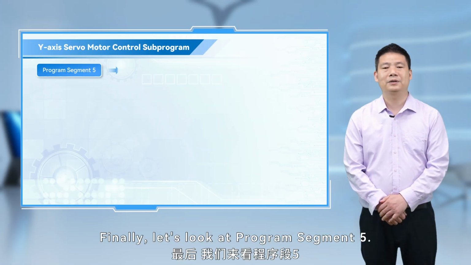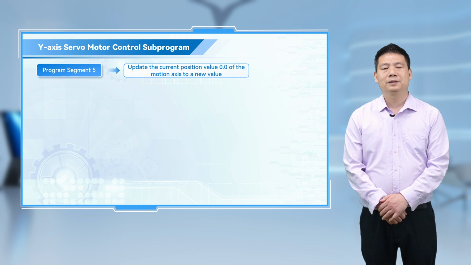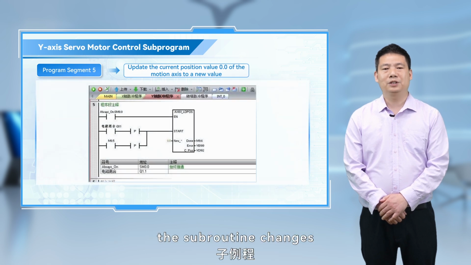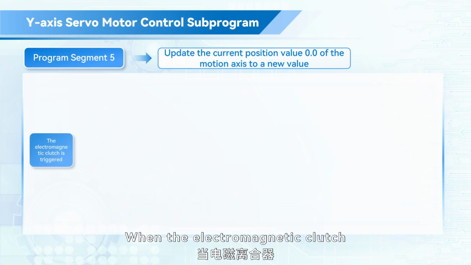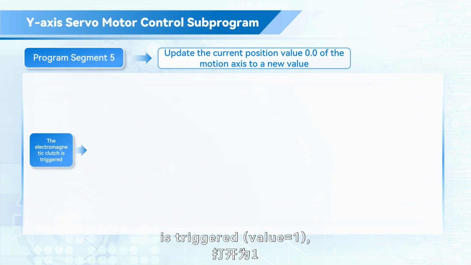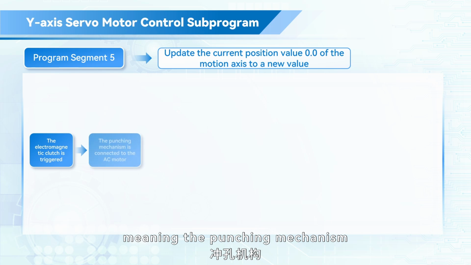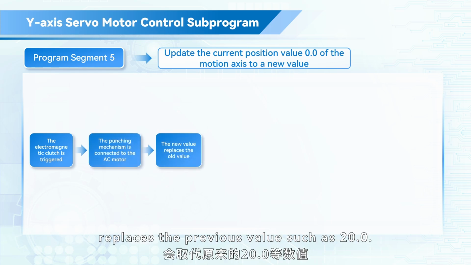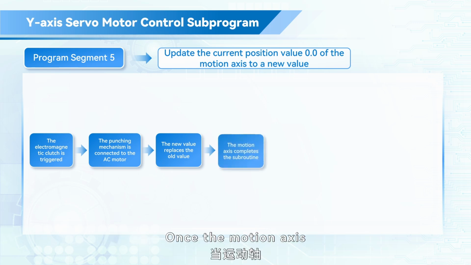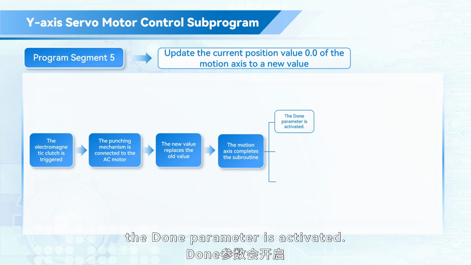Finally, let's look at program segment 5. At this stage, the subroutine changes the current position value 0.0 of the motion axis to a new value. When the electromagnetic clutch is triggered, value equals 1, meaning the punching mechanism is connected to the AC motor. The new value replaces the previous value, such as 20.0. Once the motion axis completes this subroutine, the done parameter is activated.